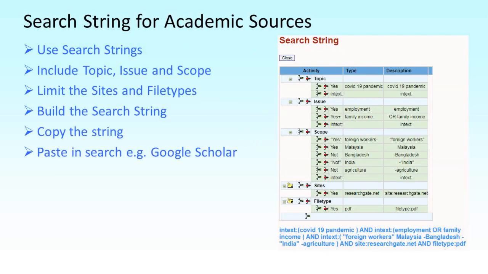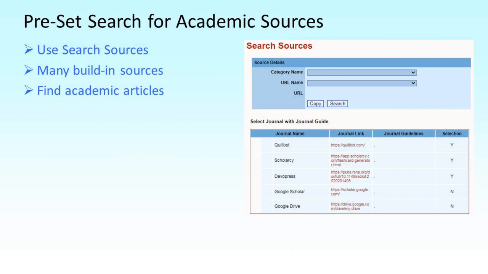AsterWrite guides you to search for academic sources in a very efficient way. Use the search strings feature to include topic, issue, and scope of interest. Limit the sites and file types to build the search string. Copy the search string and paste in search, example, Google Scholar. AsterWrite also has preset search sources. Simply select what to search and see suggestions. This is useful for students to find important sources.